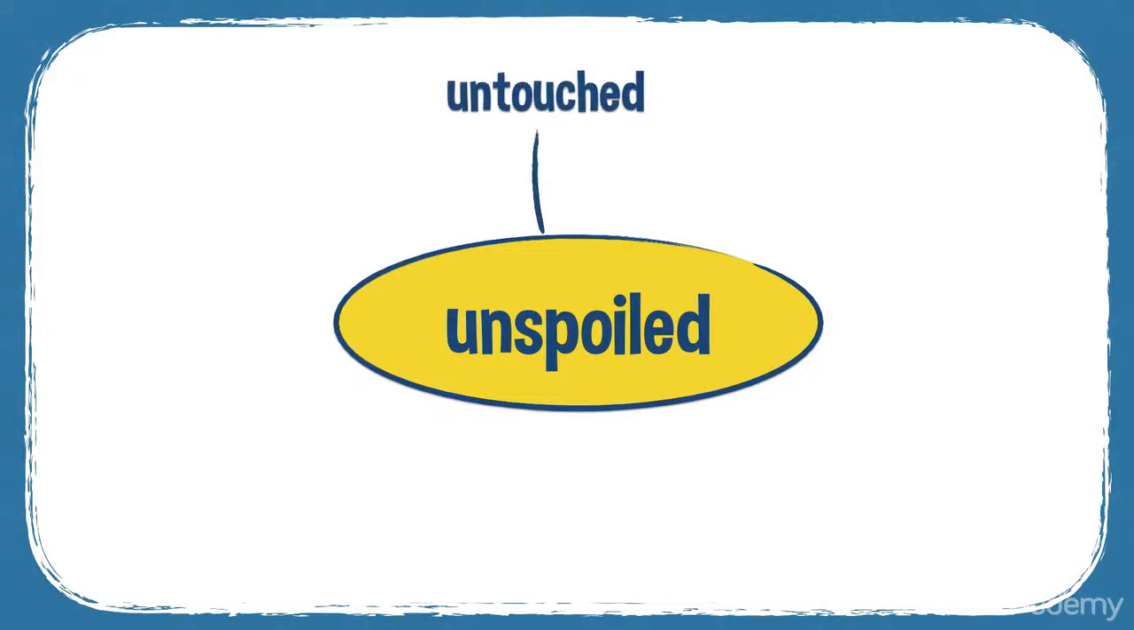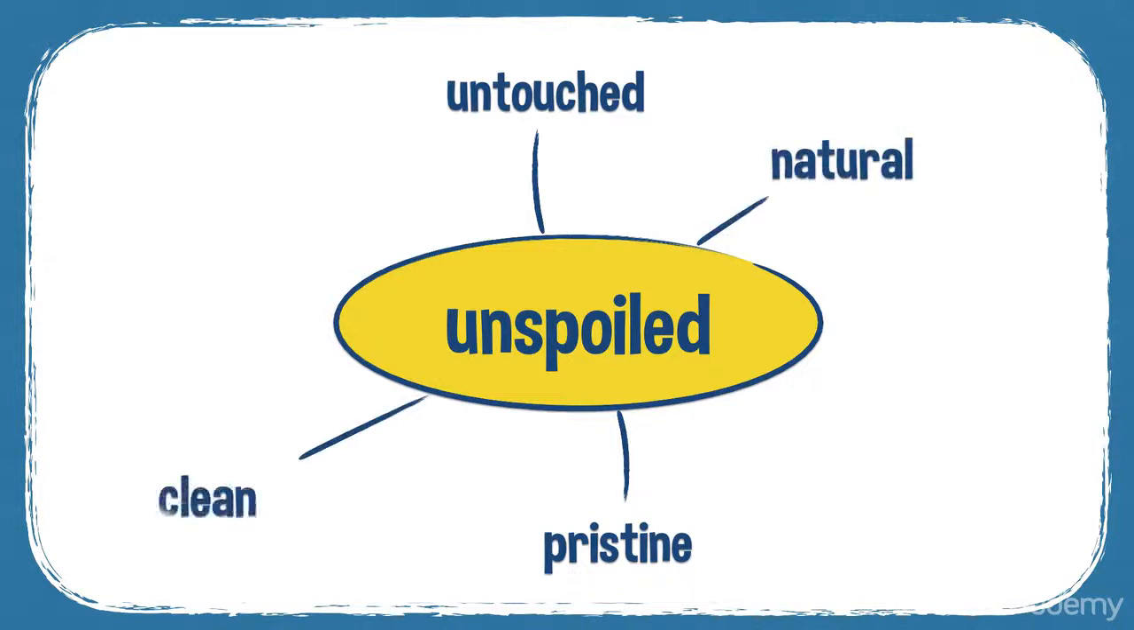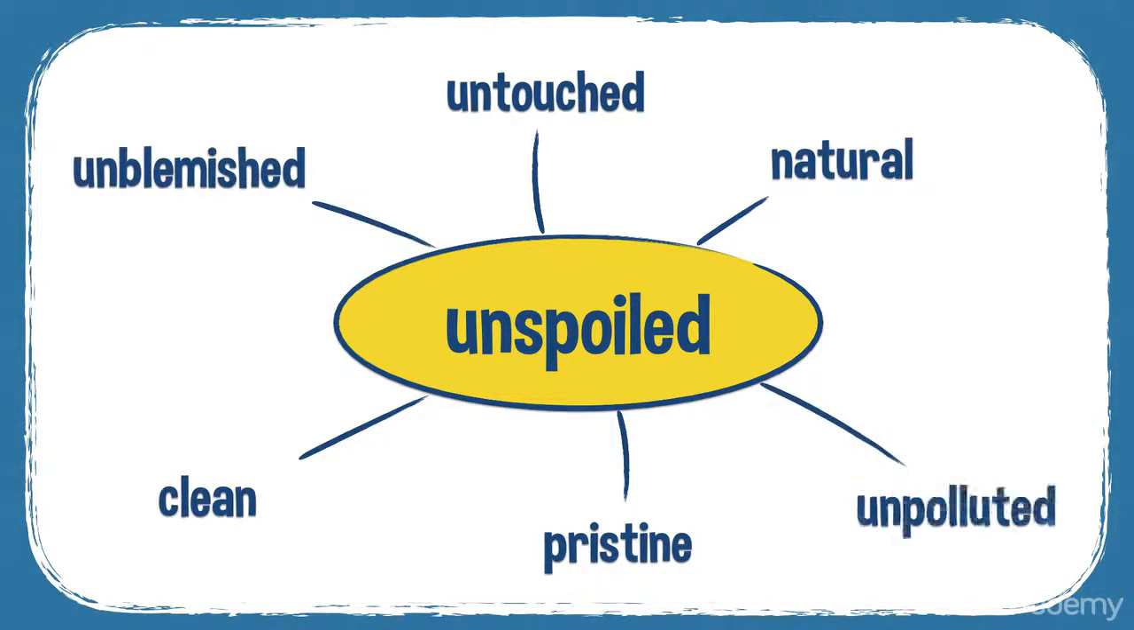Some synonyms for unspoiled: untouched. Pristine. That also suggests it's very clean. Natural. Clean. Unblemished. And unpolluted as well.